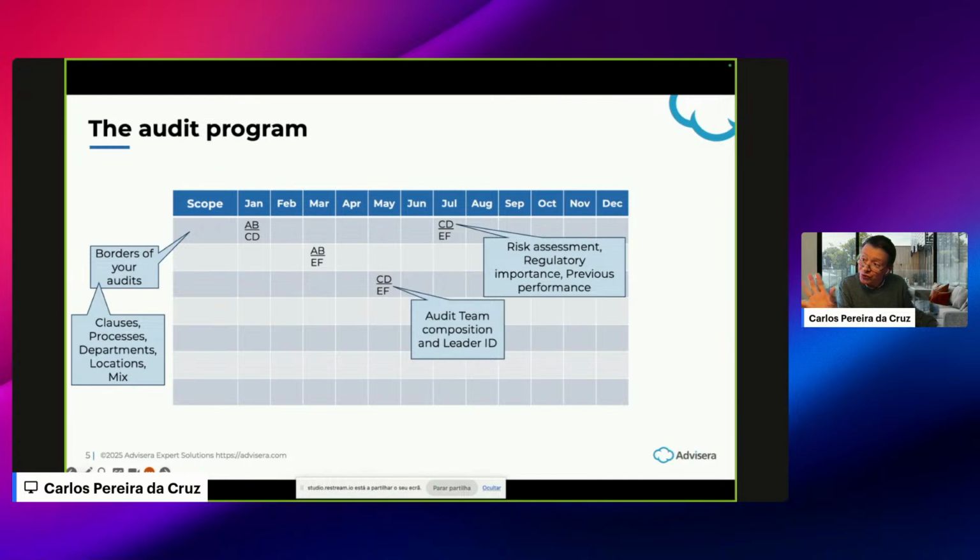You can also use the audit program to check the status of your internal audit. For example, here we say the March audit was done and the January audit was done, and it's already closed. So the follow-up was already closed.